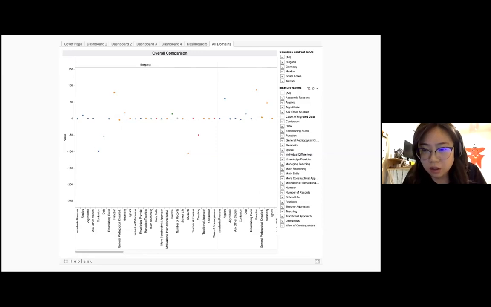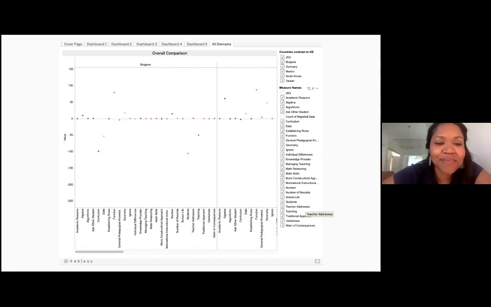So earlier, we were talking about, so this is the term it looks like, Genéa, teacher addresses. Yeah, that was just a variable name itself.